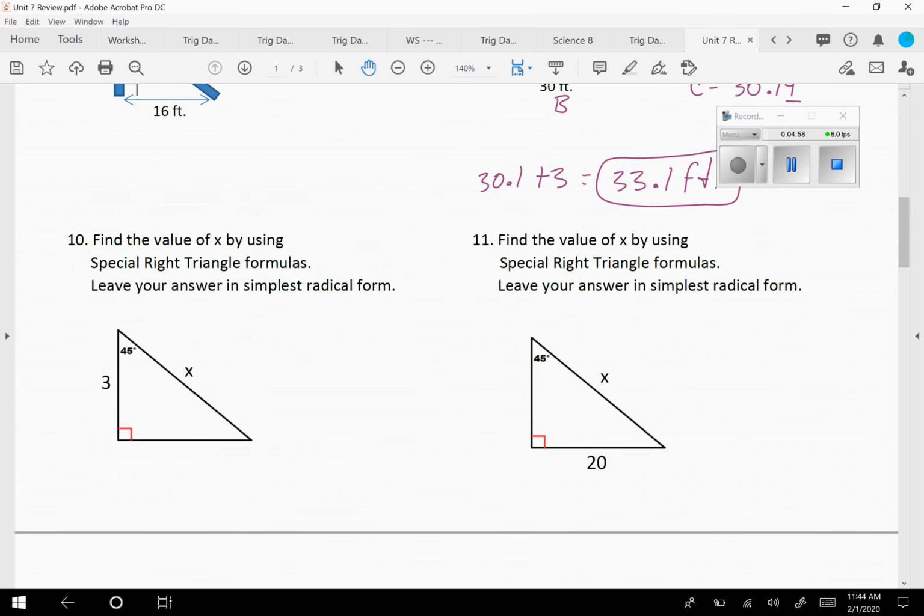11. Find the value of x by using special right triangle formulas. Leave your answer in simplest radical form. Okay, this is a 45, 45, 90. So our two sides are the same. So this one over here is also 20. And remember, your hypotenuse is that leg times the square root of 2. So 20 times square root 2, which y'all is just 20 square root 2, and that's it.